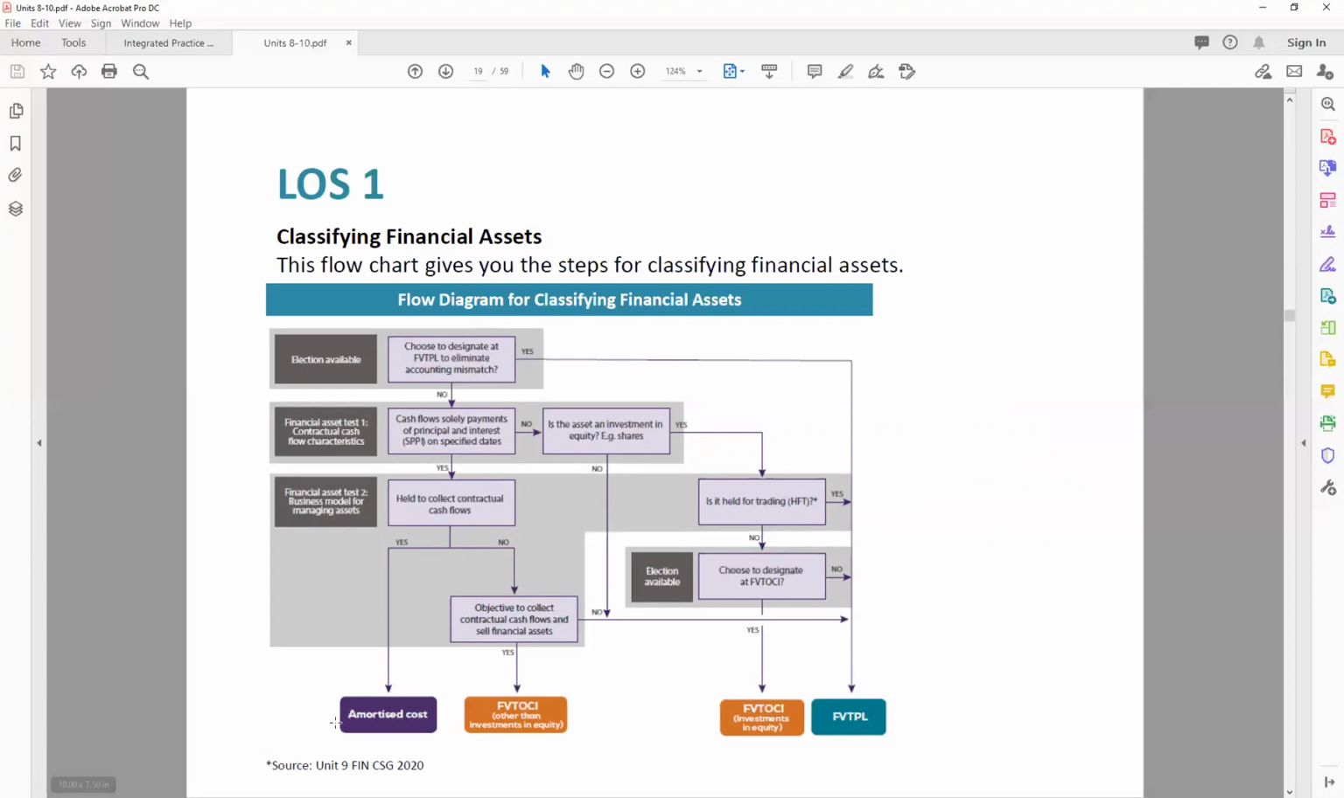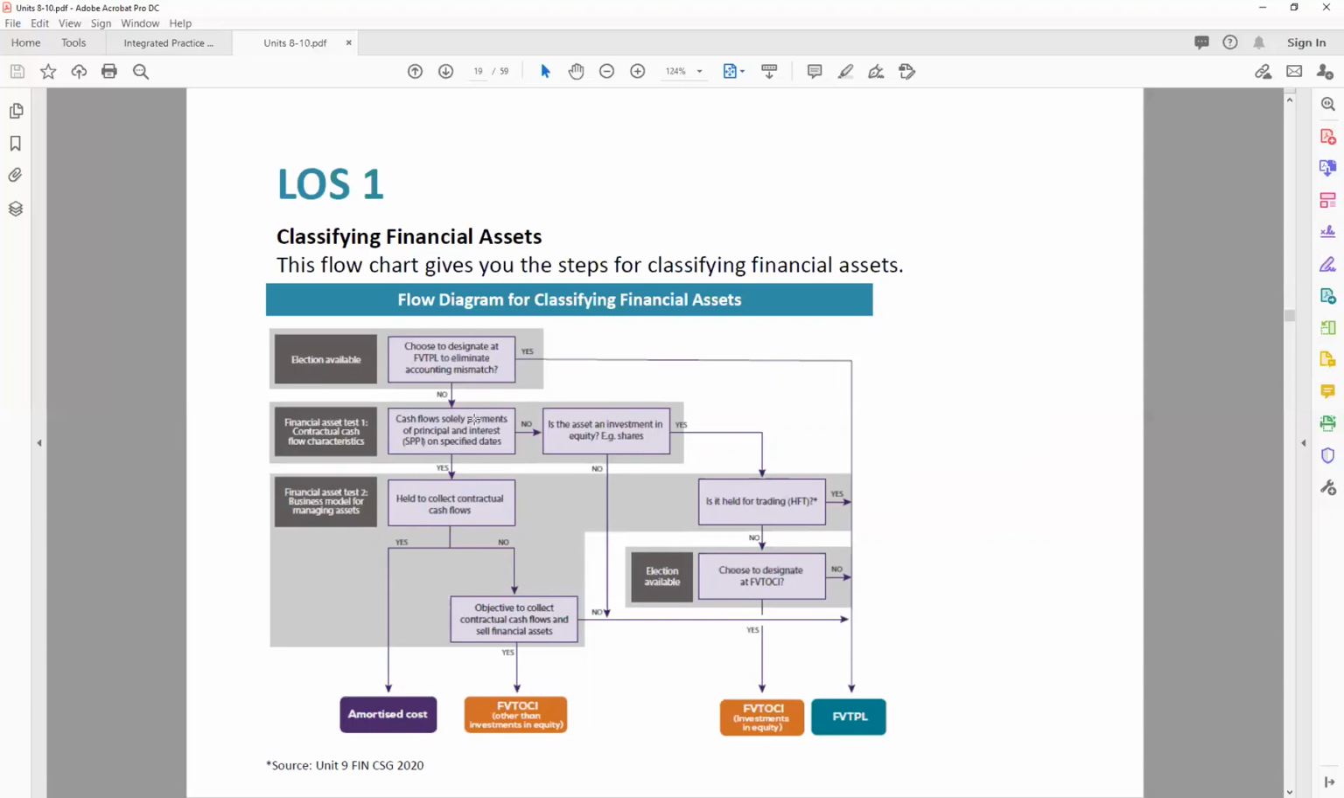When we classify a financial asset using amortized cost, the idea here is that the entity holds the financial asset until its maturity. The financial asset is largely going to be based on contractual cash flows, and these cash flows themselves relate specifically to interest and principal payments.